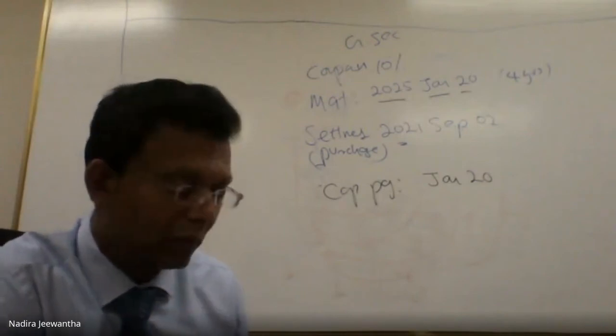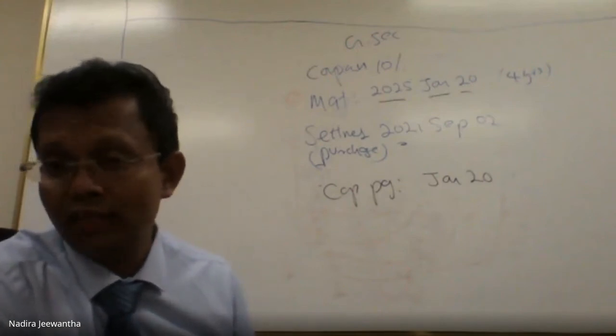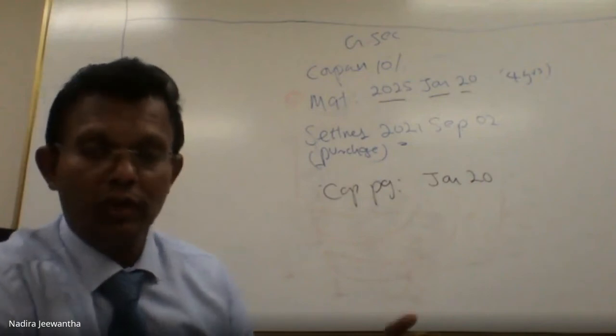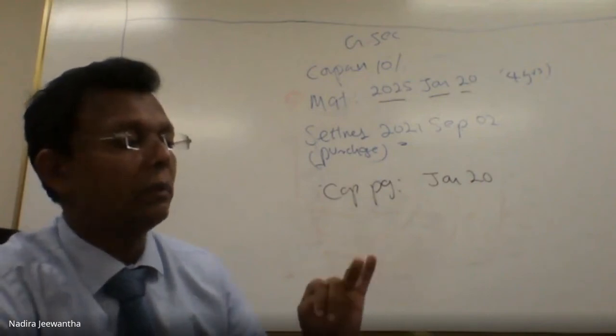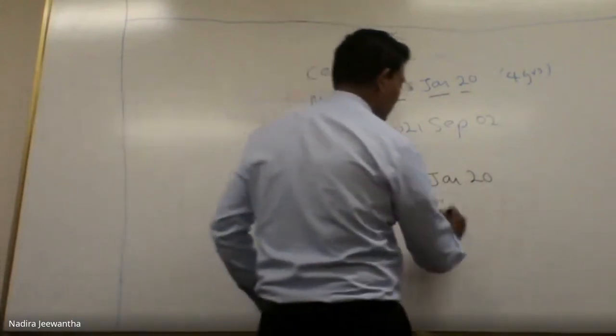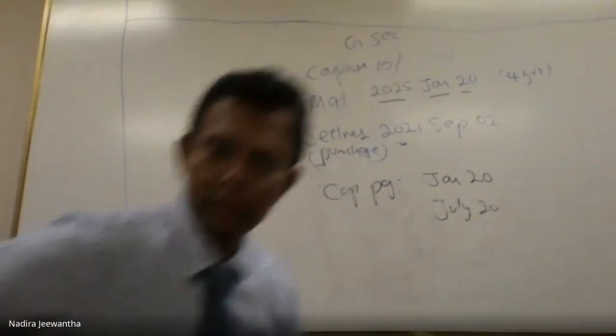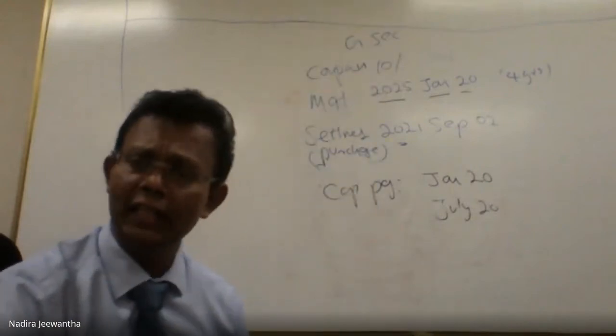If one coupon payment is done in January, when is the next? Obviously July, after 6 months. January 20th, February, March, April, May, June, July. So the next coupon is when? July 20th. Simple.